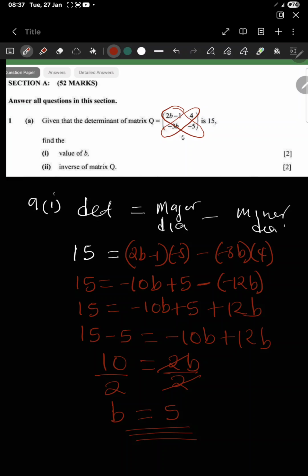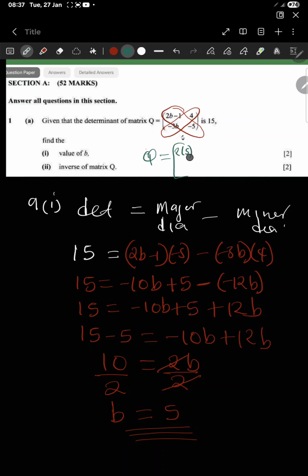Now, for you to get the inverse of matrix Q, what you can simply do is first replace the value of B in matrix Q. So remember, if we are to write the original matrix Q now, Q is equal to, remember where there is B, we are putting now a 5.